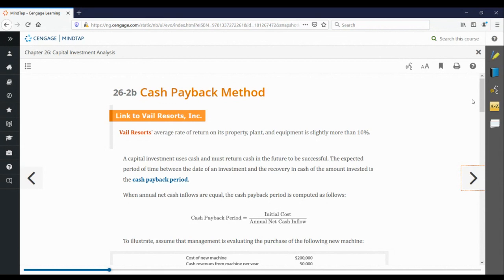So I just wanted to talk to you about those first two methods because I want to go into a problem the next time that we meet that will show you how to do those methods, and then I will further expose you to the net present value methods.